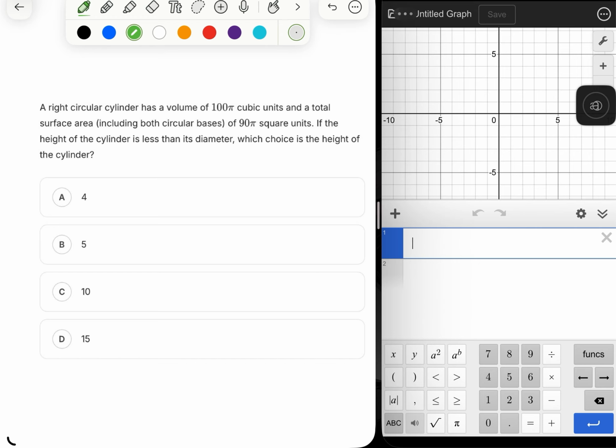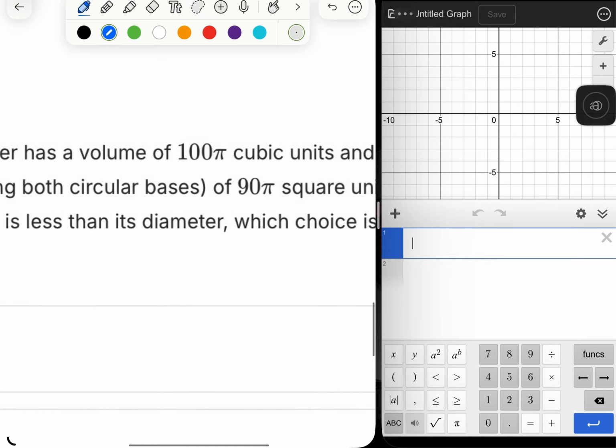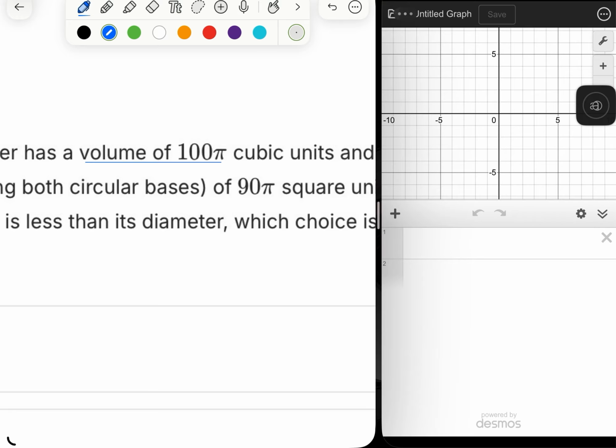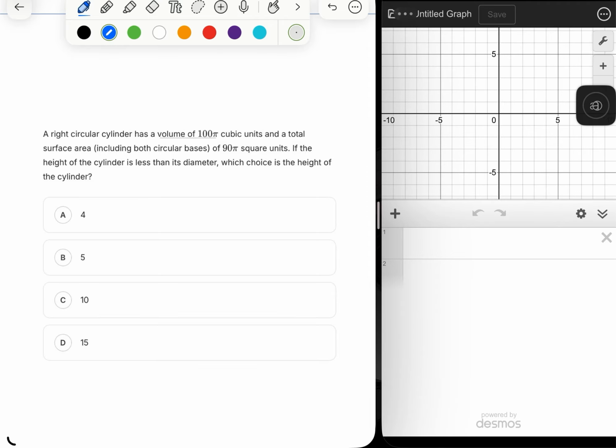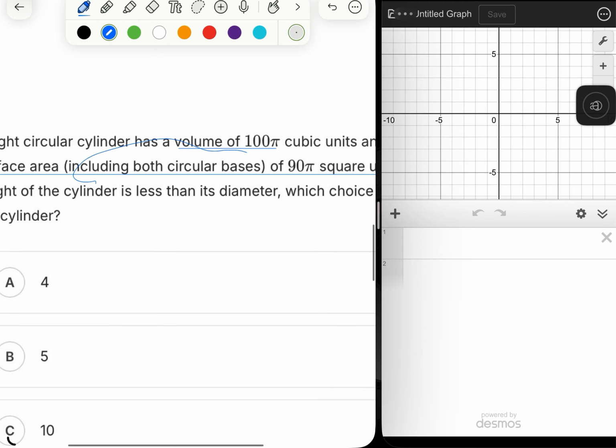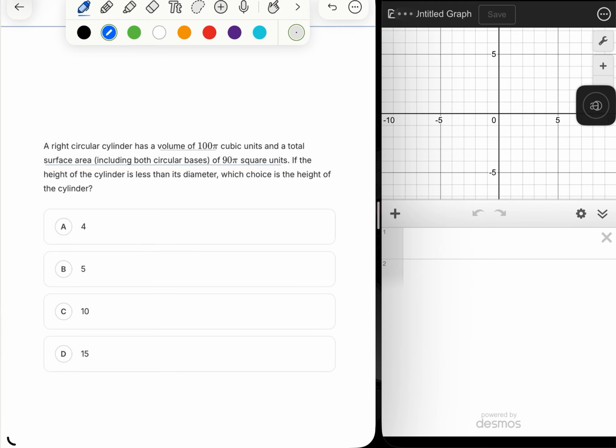So right away, for these volume questions, let's first focus on what's given. Here we have that the volume of the cylinder is 100 pi, and we know that the surface area is 90 pi. And this is a surface area that includes both circular bases. So now we know that the height of the cylinder is less than its diameter, so we probably have to look for that condition, and then we have to find the height.